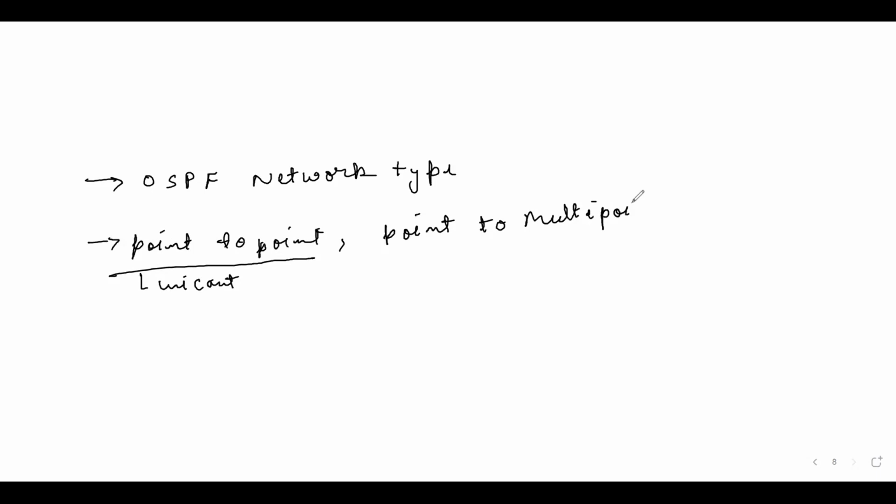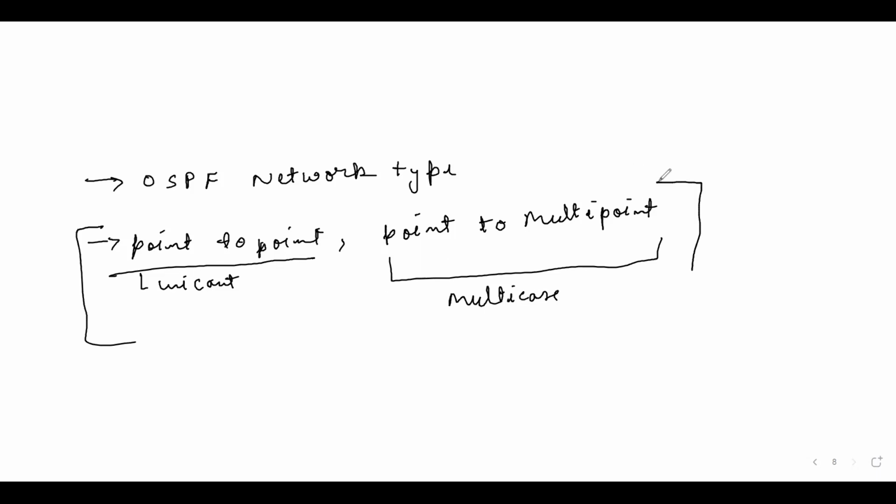Like 3, 4 points. Yeah, it means multicast. Okay, this is a different topic, I will tell you later. But just for explanation, I have area type. OSPF area type should match.